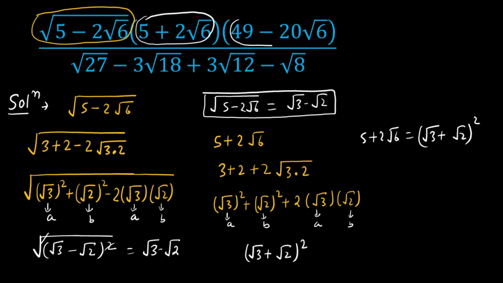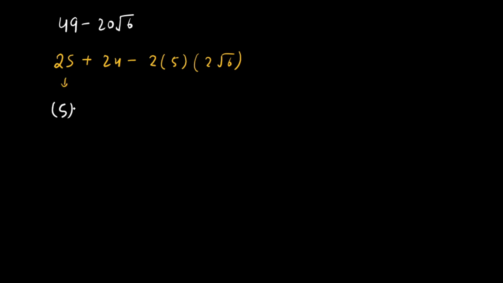Now we will simplify this expression, that is 49 minus 20 times square root of 6. Here this 49 is the same as 25 plus 24, minus 20 times square root of 6, which is the same as 2 times 5 times 2 times square root of 6. Now this 25 is the same as 5 square, plus this 24 is the same as 2 times square root of 6 whole square, minus 2 times 5 times 2 times square root of 6.